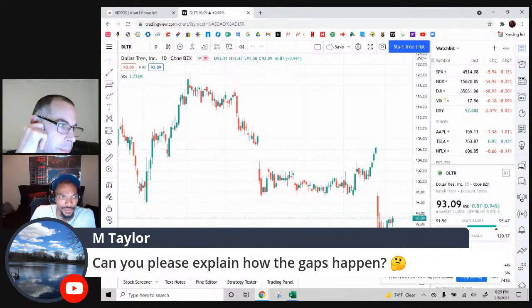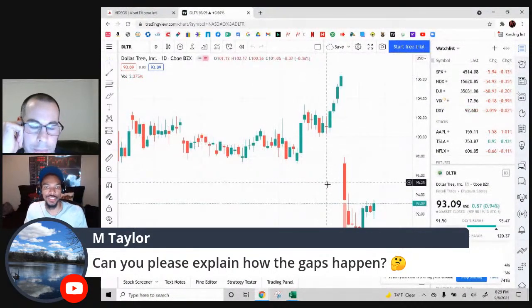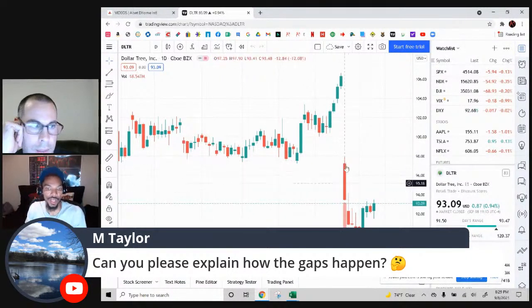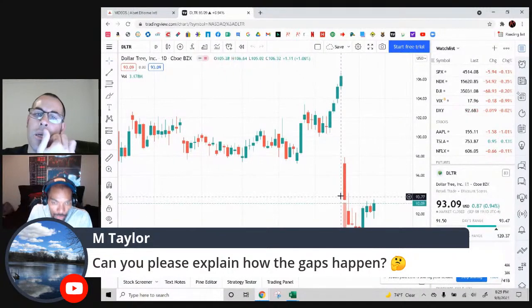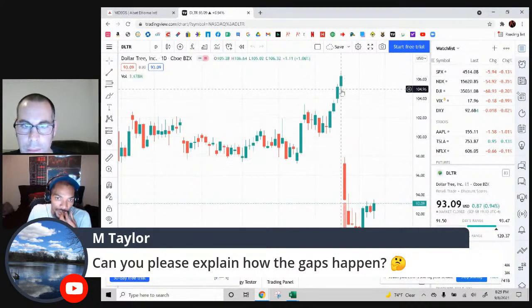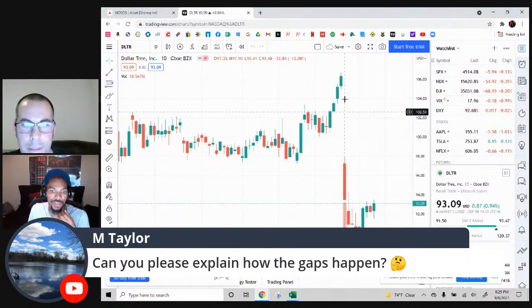What does he mean by that? Can you explain how the gaps happen? Gaps where? Oh, gaps. Do you see where the green and the red are? See how that's like a huge gap right there? Like from here to here? Yeah, that large space right there. That's what I mean by a gap. Right, like how does that happen?